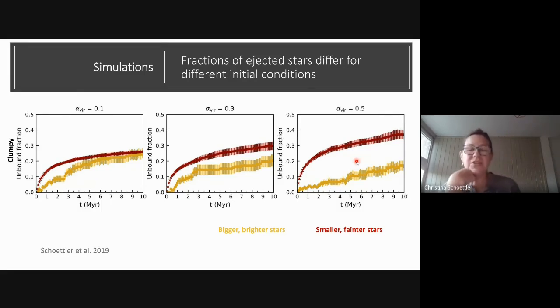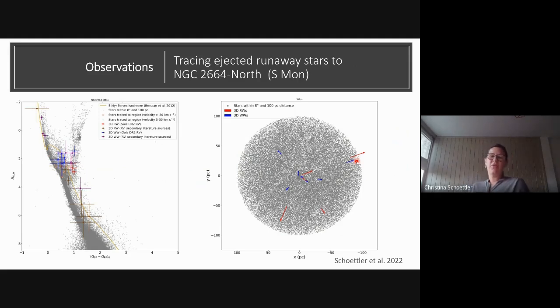I took this initial result to the test and tested it on two different star-forming regions. I look for runaway stars in observations with Gaia. Could I match the runaway stars that I found around different star-forming regions to simulations, to get a good idea of what kind of initial conditions and initial setup these star-forming regions might have had? And I'm showing you the results here for one of my star-forming regions, which is NGC 2664.